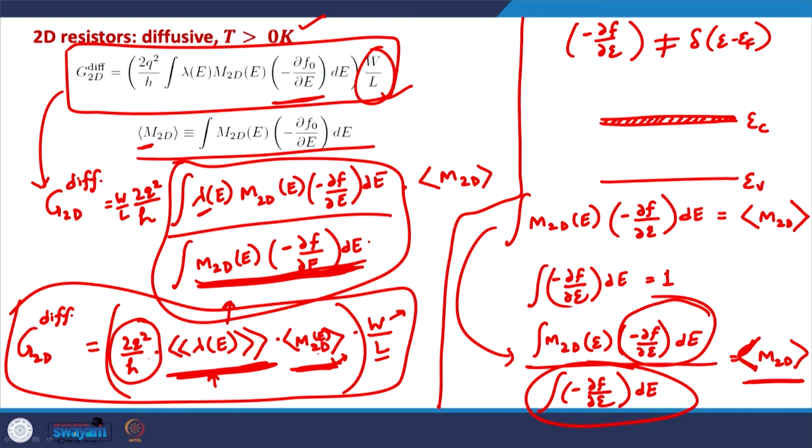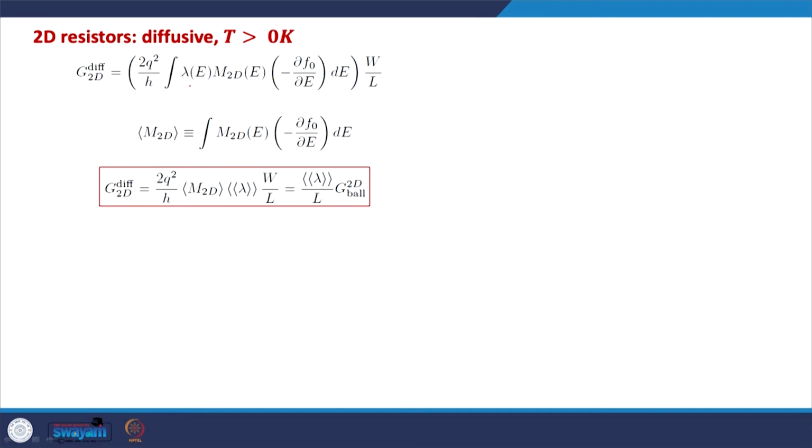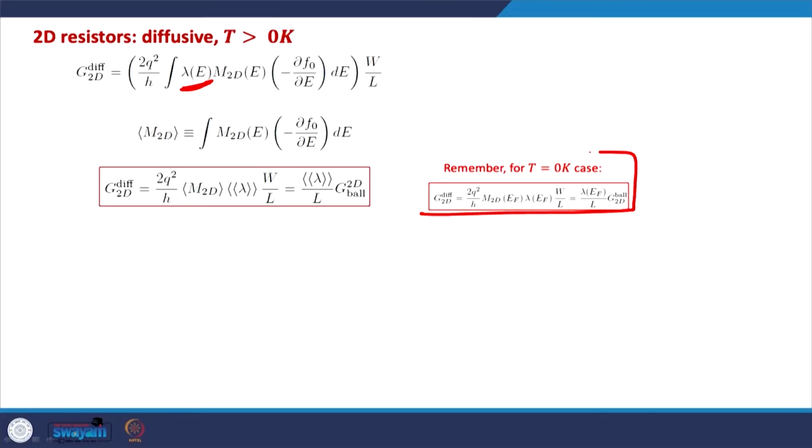Okay. So this is essentially how it looks. We will not do the exact calculations because this function lambda E is not yet clear to us. We have not derived this because we have not dealt with scattering in our analysis yet. If you recall the T equal to 0 Kelvin case, this was the conductance of a diffusive conductor at 0 Kelvin, and it was given by 2q square by h, M2D(EF) times lambda(EF) W by L.